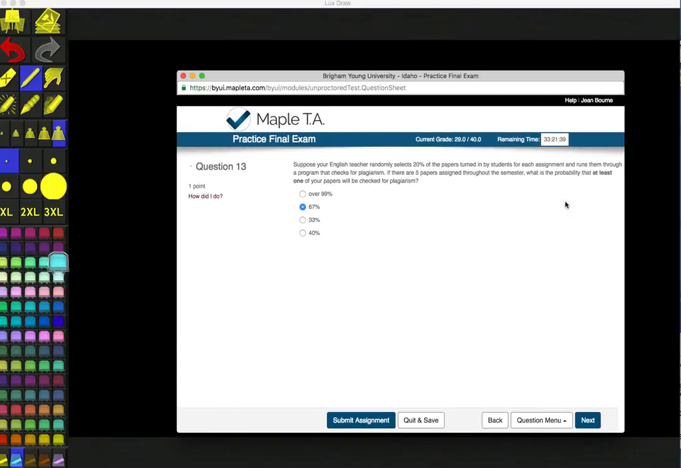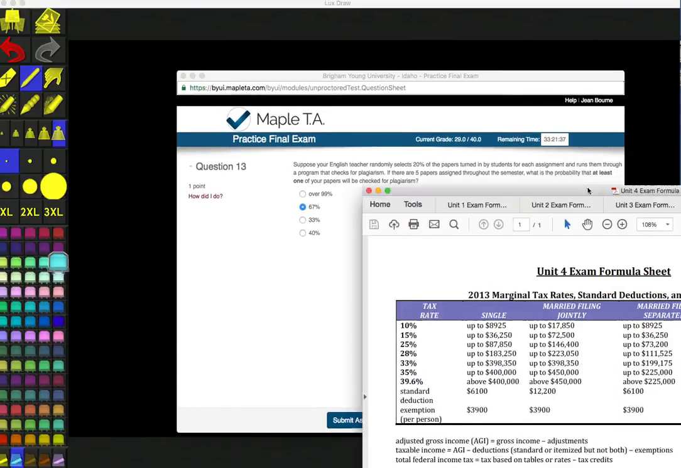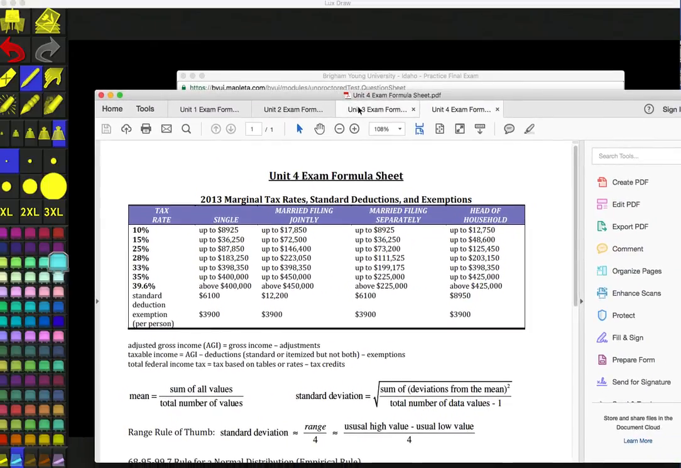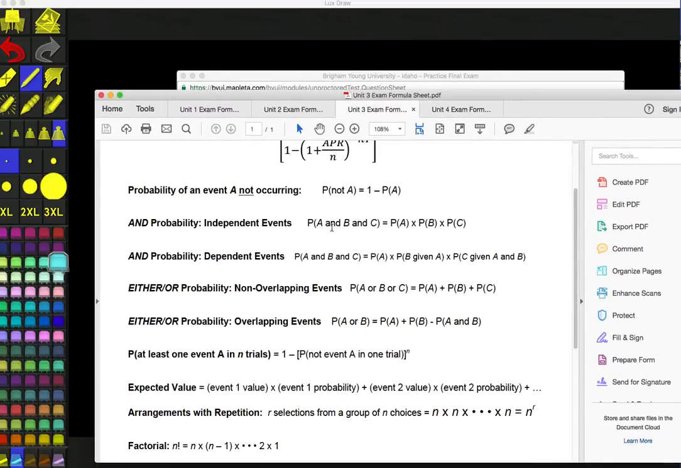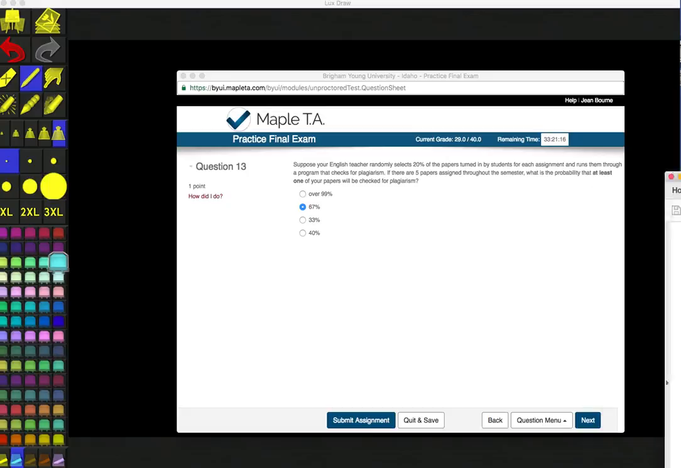See how they highlighted "at least"? That's because there's a formula for that. Do you remember these? Here's our "at least" trial. At least one event is 1 minus the probability that it's not your paper, raised to the number of times that's going to happen. So we're going to start with that.